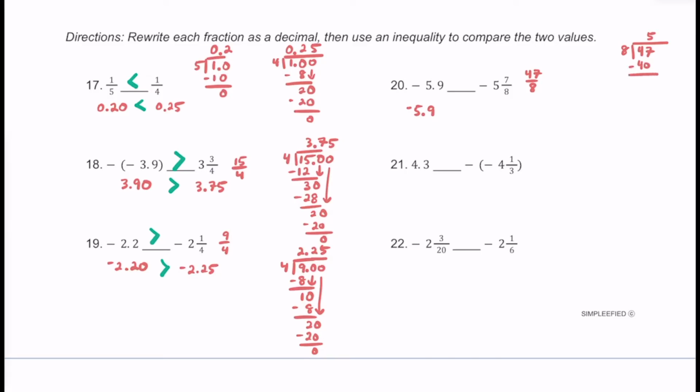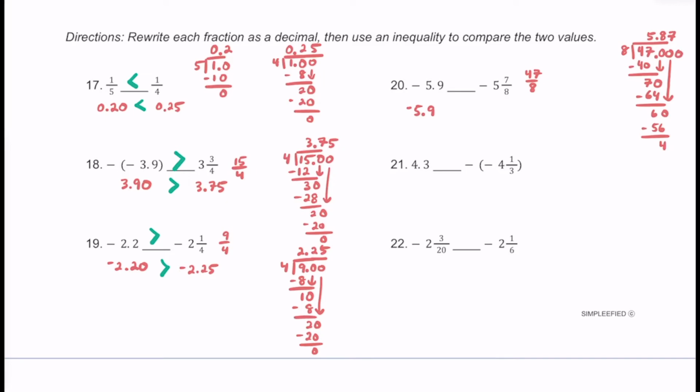If we subtract here, we got a remainder of 7. We can go ahead and do decimal, 0. Add the 0 and bring it down. 8 into 70 is going to be 8 times. 8 times 8 is 64. We have a remainder here of 6. Add another 0 and bring it down. 8 into 60 is going to be 7 times. 7 times 8 is 56. If we subtract here, the remainder is 4.